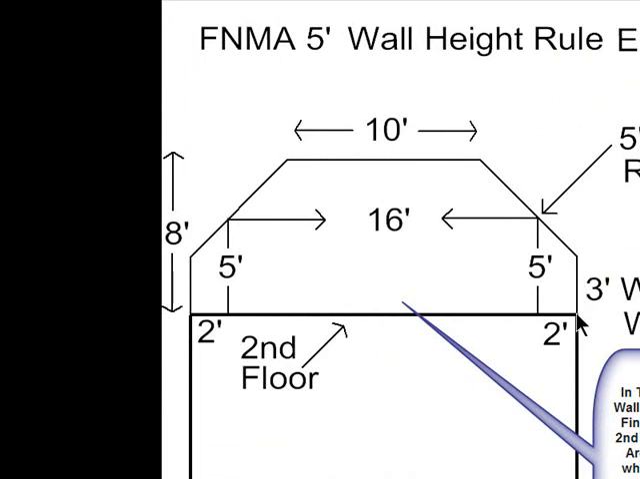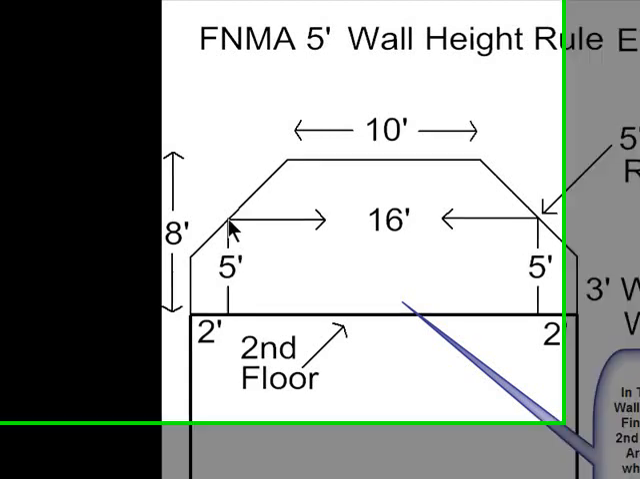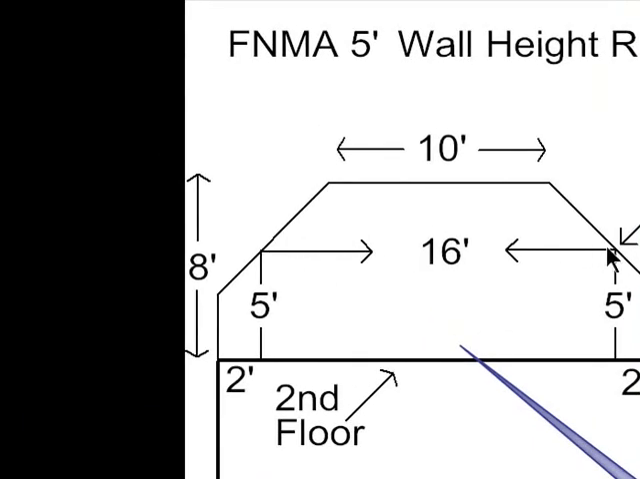Now we know from the Fannie Mae 5-foot rule that we can't start calculating living area from right here at 20 feet. We have to go over, wherever that 2 feet is, until we reach the 5-foot height right here. For me, that's right at shoulder length, so I just take my Disto, put it on my shoulder, and shoot a dimension across for 16 feet.